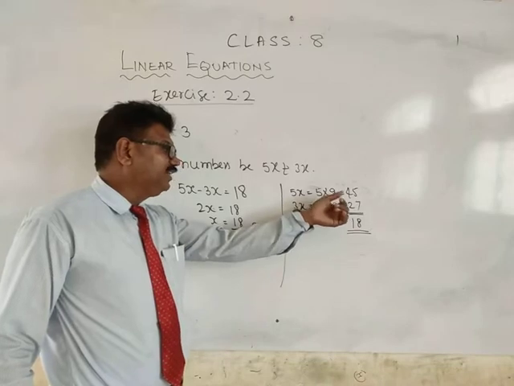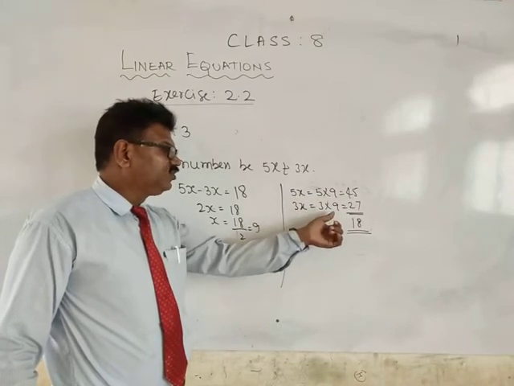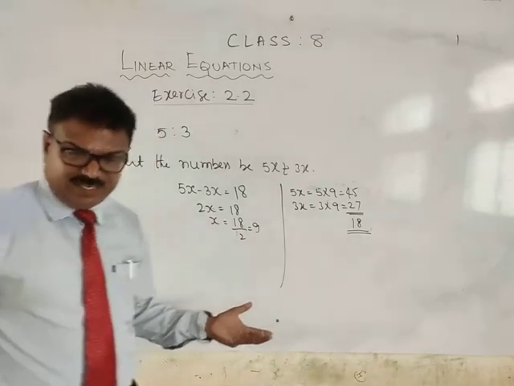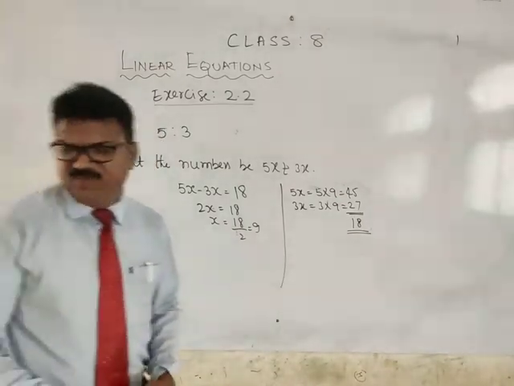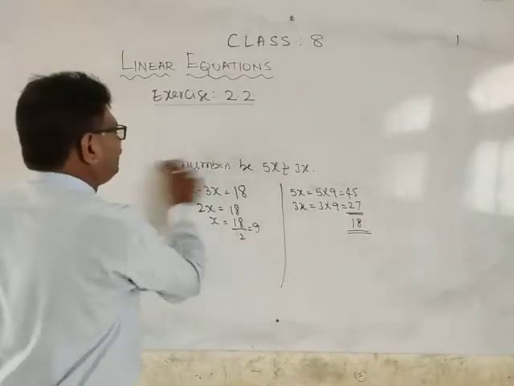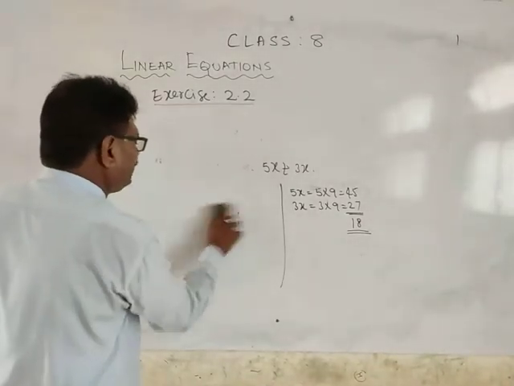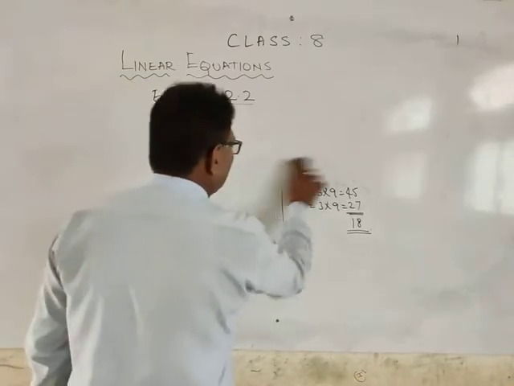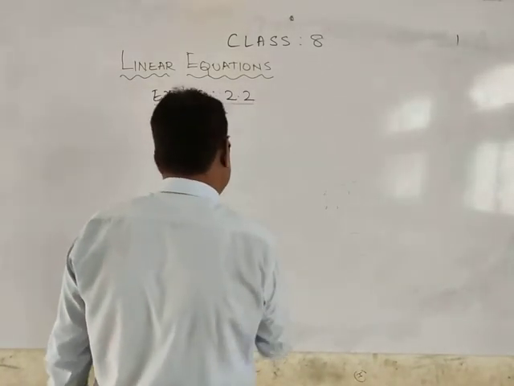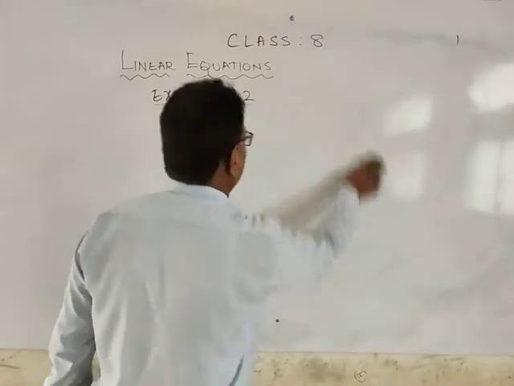Now here you can see the numbers. 5x means 5 into 9, 45. 3x, 3 into 9, 27. If you see the difference, it is nothing but 18 only. Did you understand? So very simple problems. You need to understand what he has given and what he is asking. So these are only applications of how we apply this in day-to-day life.